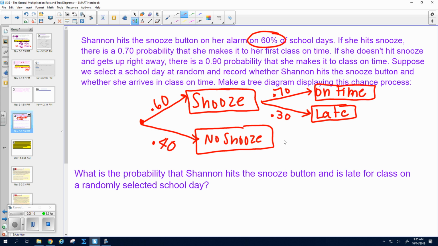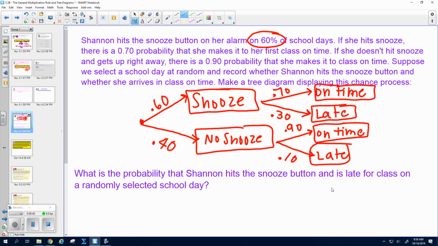All right, then they gave us another probability to build off of for the no snooze. If she doesn't hit snooze, so she gets up right away, there's a 90% probability she makes it to class on time. So you don't hit snooze and you're still either on time or late. So she has a 90% chance of being on time. So what percent chance of being late? 10. All right, so that's called a tree diagram. And make note that your second one is always a conditional probability, right? It's based on what happens on the first one.